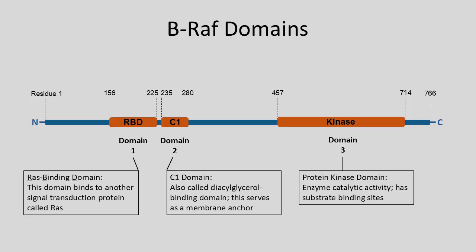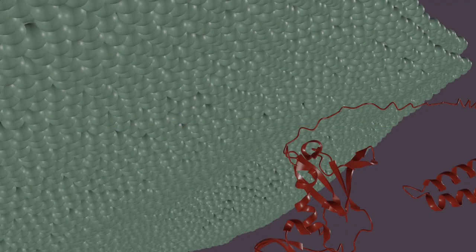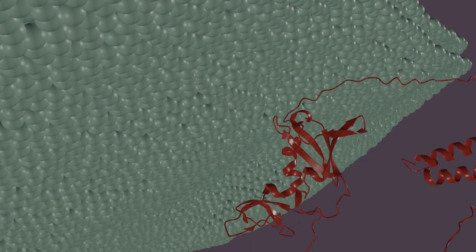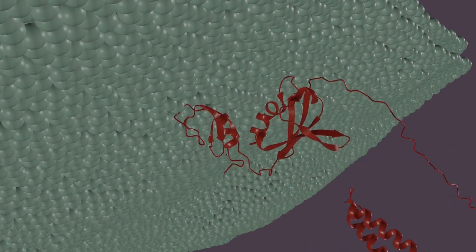Domain 2 is called a C1 or diacylglycerol binding domain. Diacylglycerol is a phospholipid minus the head group, so things that bind to diacylglycerol bind to the cell membrane. Its function is to serve as a membrane anchor for a protein. To be clear, a C1 domain doesn't just bind diacylglycerol, it attaches to the phospholipid bilayer in general. It does this with a loop of nonpolar amino acids that insert into the hydrophobic core of the membrane.